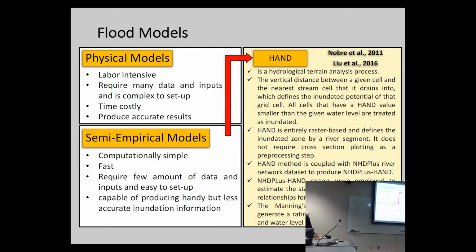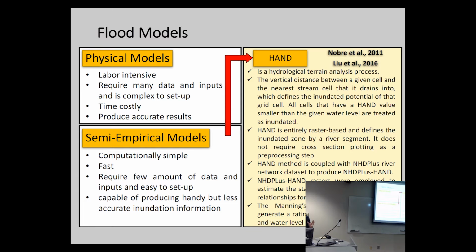And HAND is entirely raster-based and defines the inundated zone by a river segment, and it does not require cross-section plotting as a pre-processing step, as the other two models do. So the HAND method is coupled with NHDPlus river, the newest version of HAND that was developed by Liu et al. It's coupled with the NHDPlus river network dataset to produce NHDPlus HAND. And NHDPlus HAND rasters were employed to estimate the stage height and channel properties like velocity and other hydraulic components for different NHDPlus reaches.